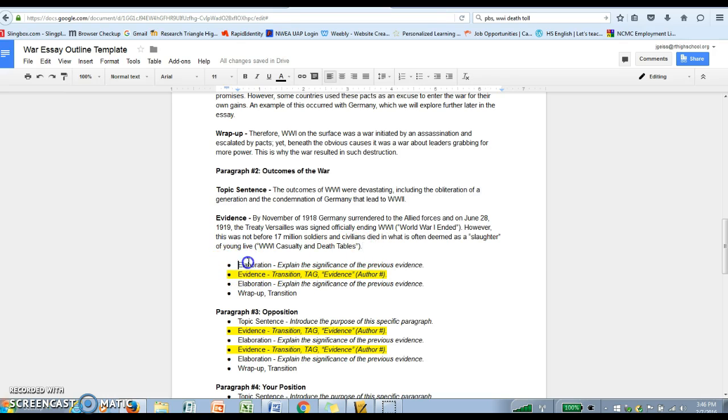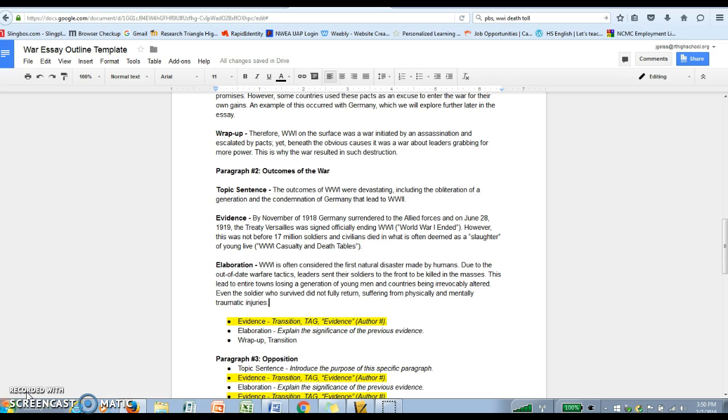All right, so now let's move on to elaboration and see what we do there. So let's take a look at our first piece of elaboration, which discusses what our first piece of evidence is about. So the elaboration reads, World War I is often considered the first natural disaster made by humans. Due to the out-of-date warfare tactics, leaders sent their soldiers to the front to be killed in the masses. This led to entire towns losing a generation of young men and countries being irrevocably altered. Even the soldiers who survived did not fully return, suffering from physically and mentally traumatic injuries.